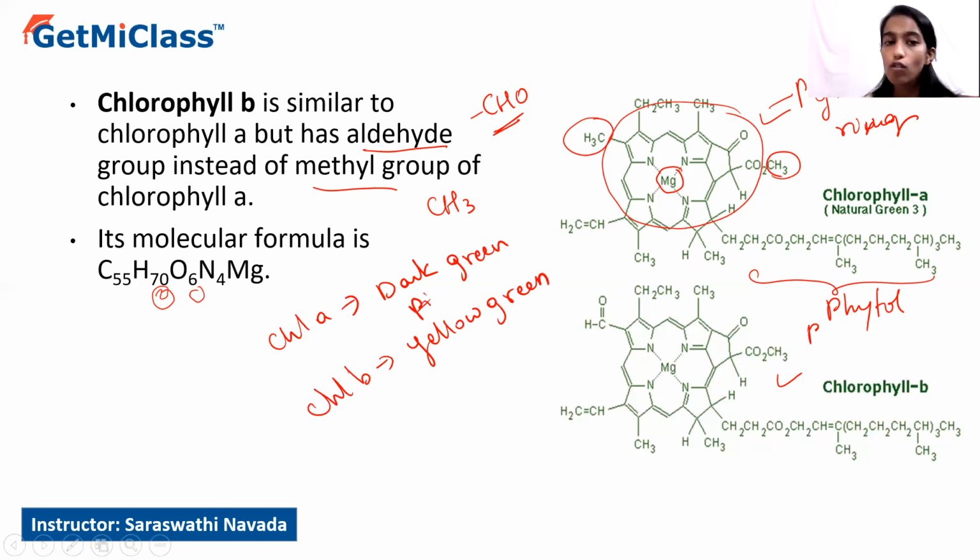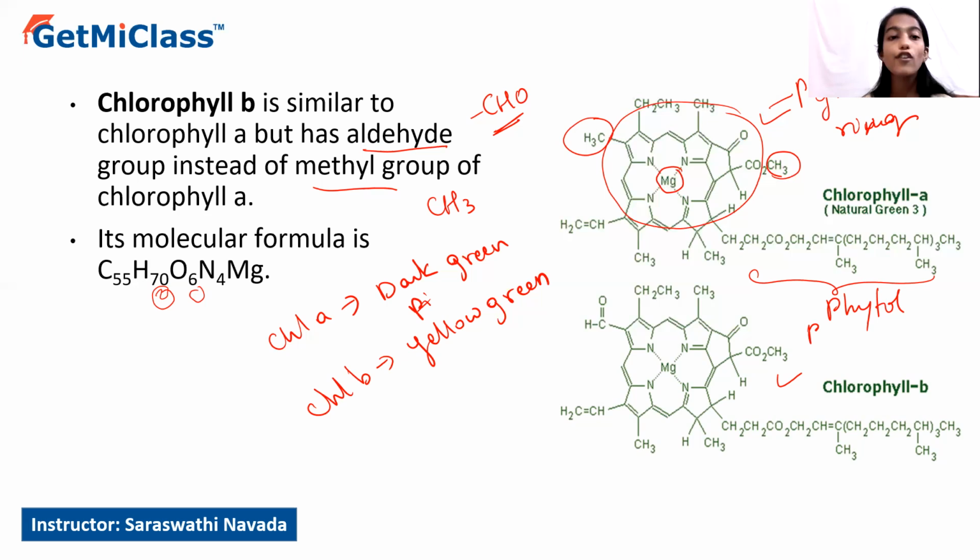And similar to chlorophyll A, chlorophyll B also can absorb the blue as well as the red light, which is of wavelength 650 nanometer for red light, and blue light is of 450 nanometer. But the efficient absorption will be done by the chlorophyll A molecule.